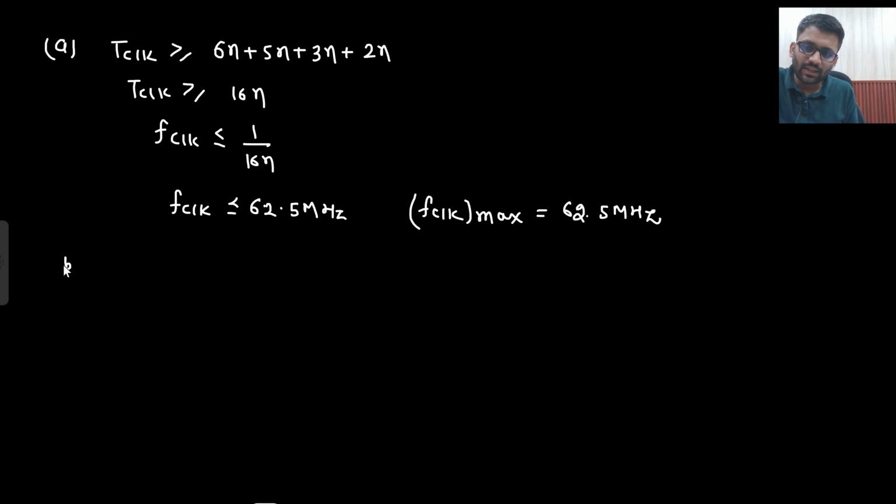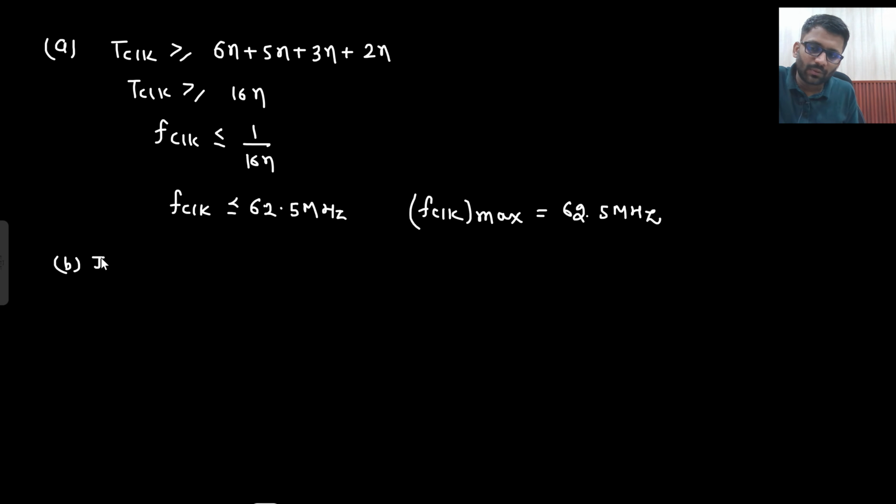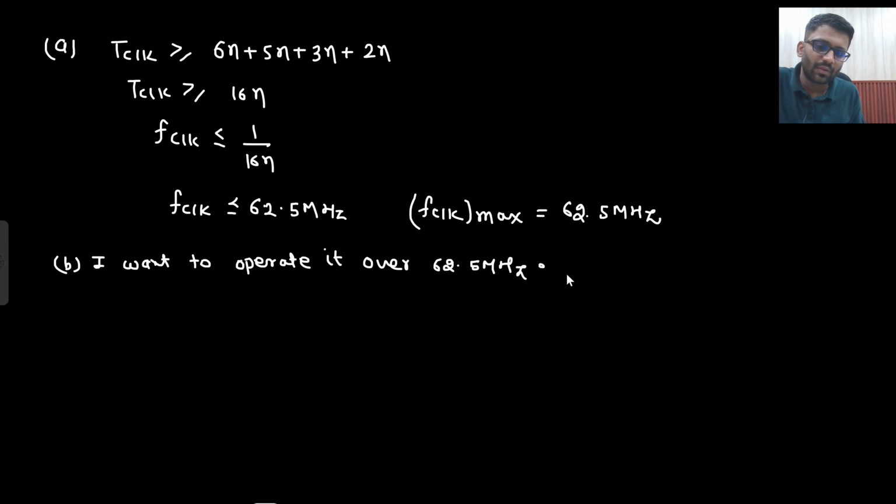Now in the second question, what they are asking is: I want to operate it over 62.5 megahertz. What can I do? You can introduce a clock skew. If I introduce a clock skew, what will happen? That will be subtracted from here. Let's just say the clock skew is 2 nanoseconds.